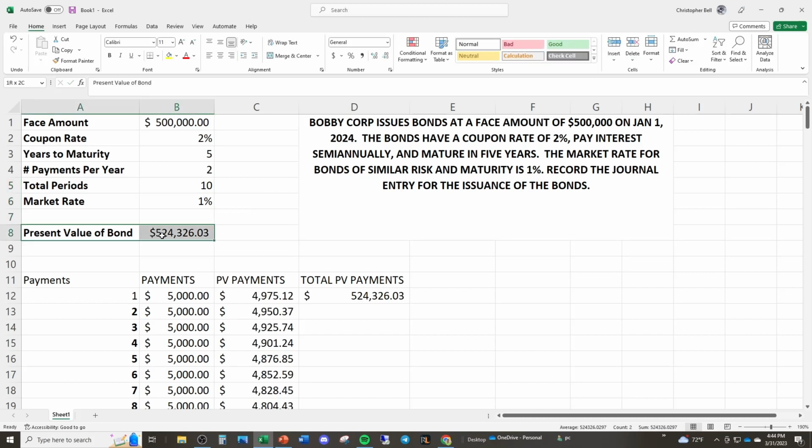So the present value of this bond is $524,326. What's the journal entry? Well, before we do that, let's figure out why this is $524,326. Now, funny enough, if the market rate equaled the coupon rate, oh, look at that. The present value of the bond is equal to the face amount, but the market rate is lower.